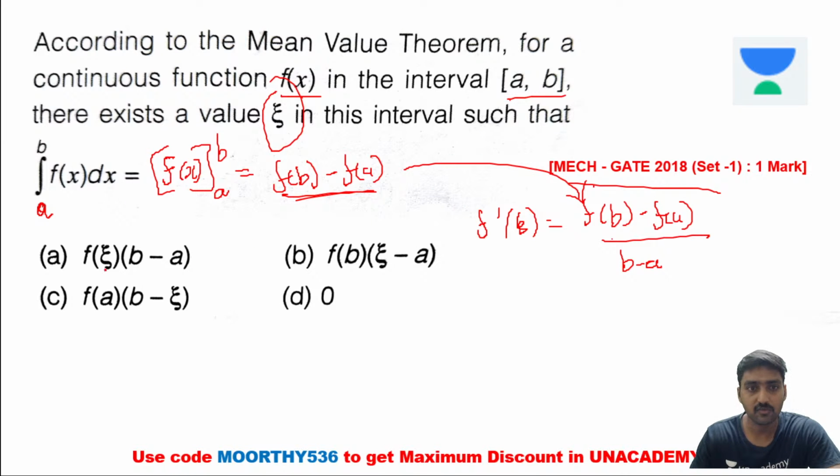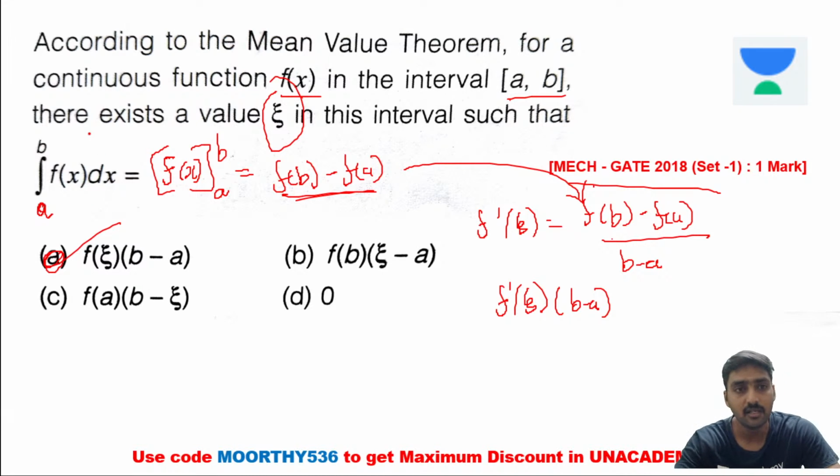Now actually it's dash, without dash they are giving, right? They are giving the exists value directly, so it must be dash. So with dash or without dash, if you consider the value f dash of zeta into b minus a, this is the solution, it's option A. Is it okay now? According to the mean value theorem, for a continuous function f of x in the interval a comma b, there exists a value zeta in this interval such that the integral from a to b of f of x dx is equal to this, as per the mean value theorem, right?